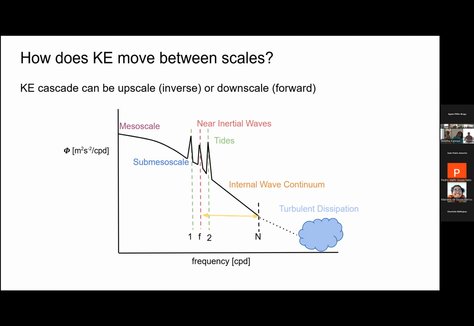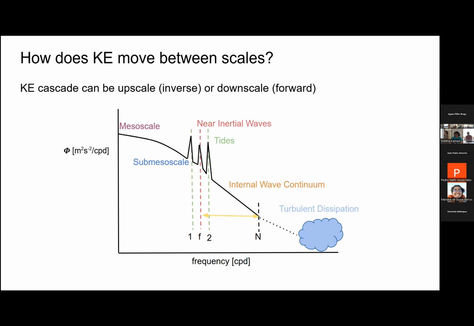So kinetic energy can move in either direction on this spectrum of things. When it moves to larger scales, we call that an inverse cascade. And when it moves to smaller scales or higher frequencies, which tend to be connected, we call it a forward cascade. Also upscale and downscale works and is more intuitive.